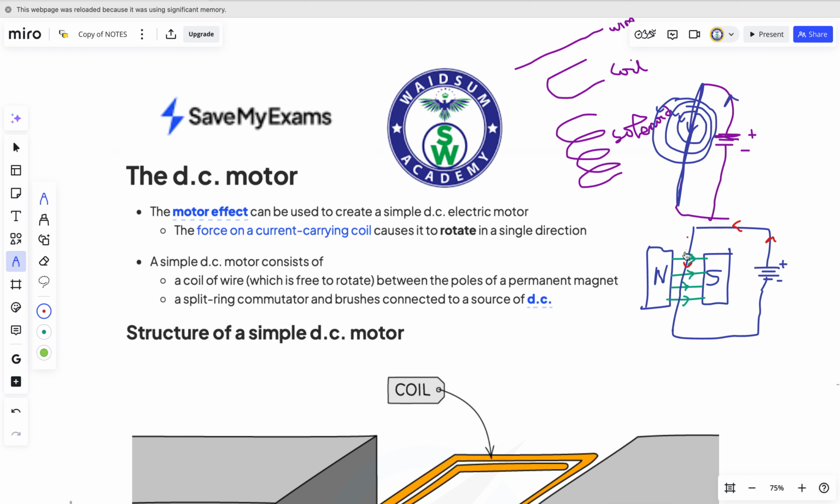So here, there are two magnetic fields: the magnetic field between the North Pole and the South Pole of the magnet, and the magnetic field on the conductor, the circular magnetic field on the conductor.